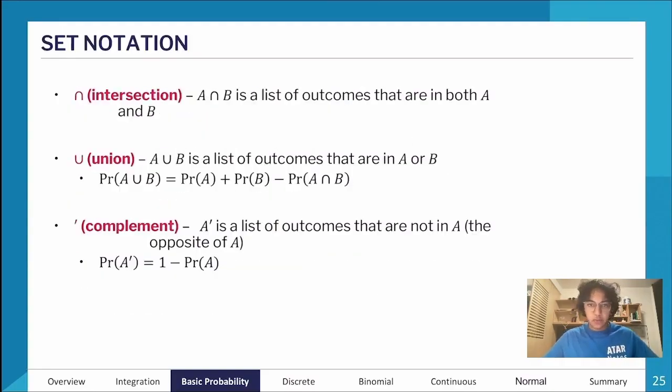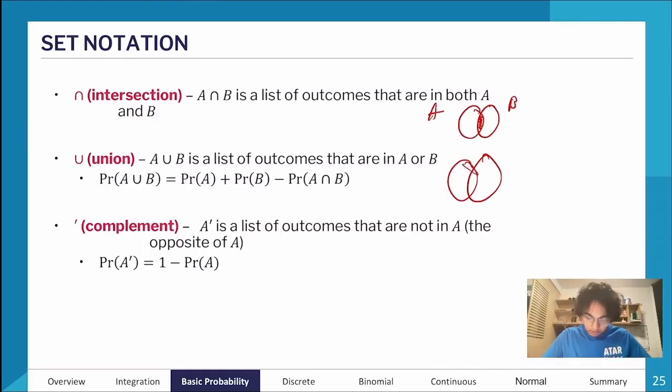Another thing that's super important with probability is set notation. I'm sure you would have come across union and intersection before, and it's really useful to explain them in terms of a Venn diagram, but you probably would have seen them with function notation as well. A intersection B is a list of outcomes that are both in A and B. If I have a Venn diagram of A and B, the intersection is the red area that I've shaded. Union is A or B. It's whatever is in A and whatever is in B, so whatever's contained in the Venn diagram.